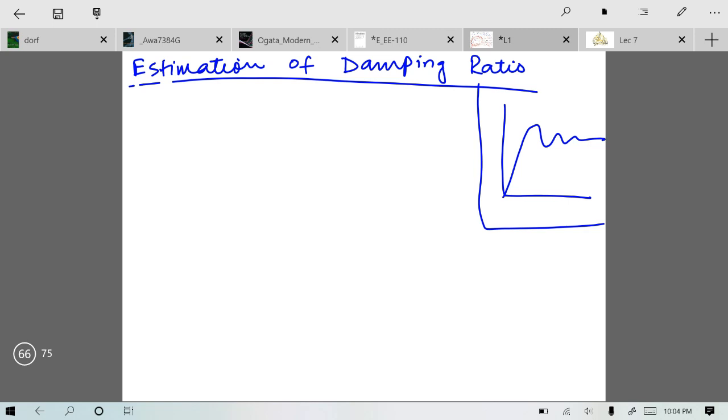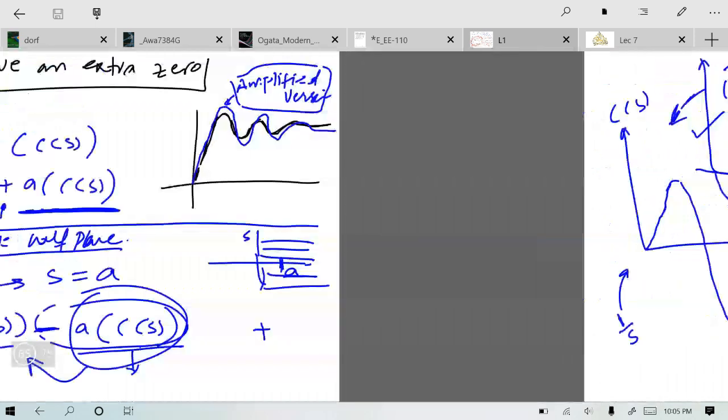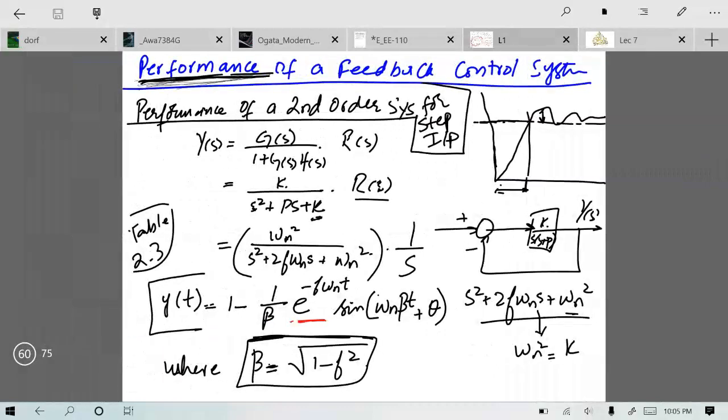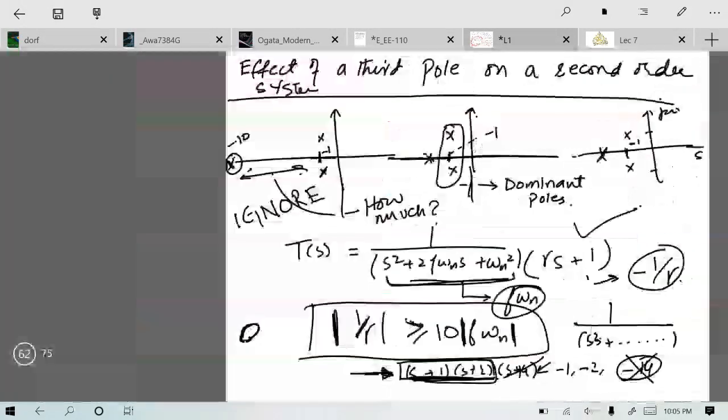By looking at the response of the system, you can estimate the value of the damping ratio. How? It's a very small derivation. What we have already written about the second order system, that derivation will also be the basis of this derivation, just for your information.